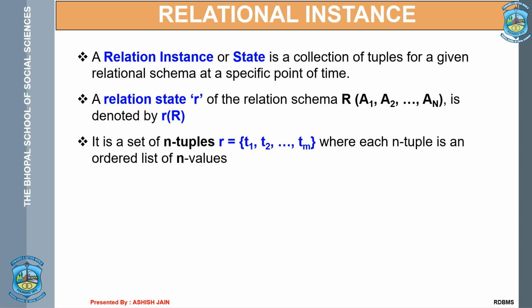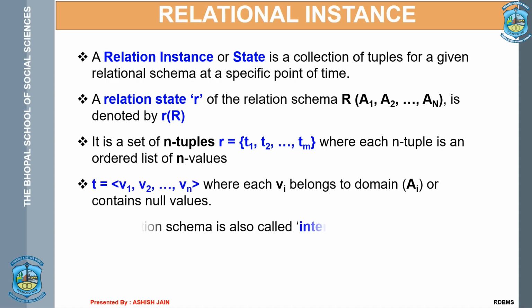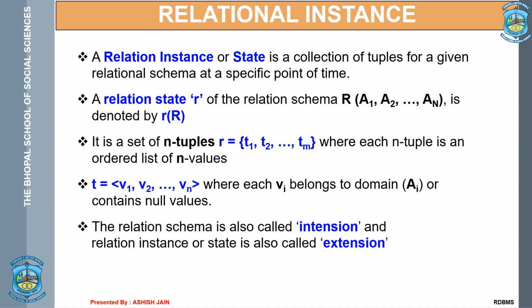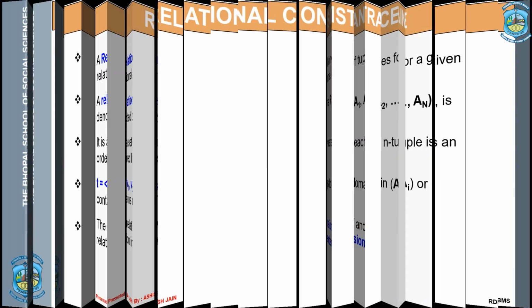Here we can say that instance is a set of n tuples such that R, T1, T2, these are the different tuples we have, where each n tuple is an ordered list of n values. So whatever is the number of columns, we have the values in each column. A relational schema is also called intension, and the relational instance is called the extension.